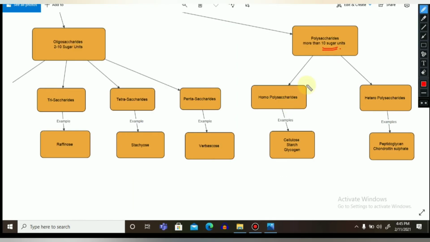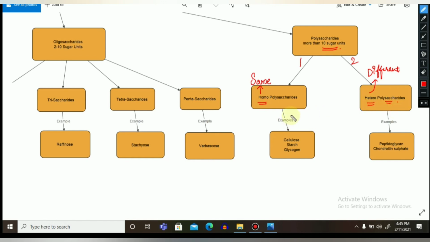Now let's move on to polysaccharides. So here we have got more than 10 sugar units in a compound. For example, if it is 12 sugar units, all the 12 sugar units will combine to give one particular carbohydrate. Now this is again divided into two: one is homopolysaccharide and another one is heteropolysaccharide. The term homo is nothing but same, that means same kind of sugar units will combine together to give one particular carbohydrate. And hetero is nothing but different. So in this case, different sugar units will combine together to give one kind of polysaccharide.